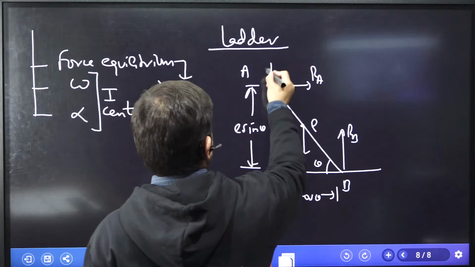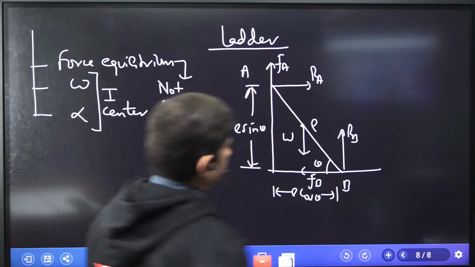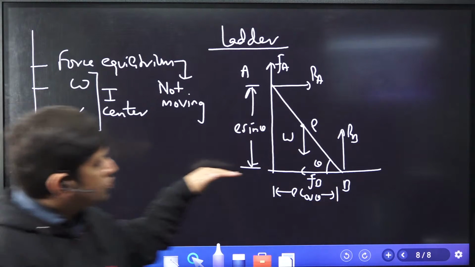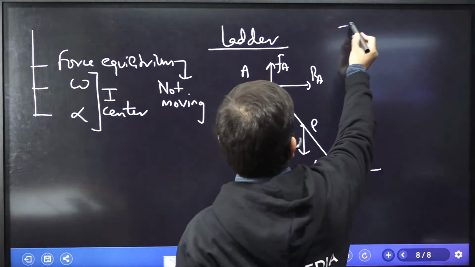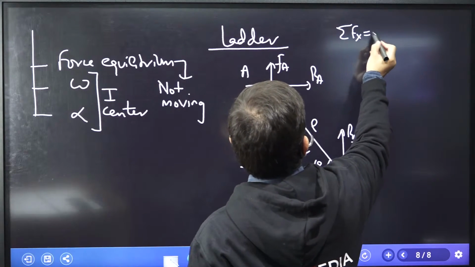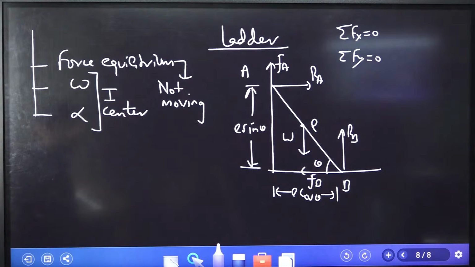Do you have friction? Yes, Fa. Do you have friction? Yes, Fb. Why? Because if the ladder slides, it is going to slide in this way. Now, if all the horizontal forces are to be balanced, and all the vertical forces are to be balanced, can you write the equation? Yes.